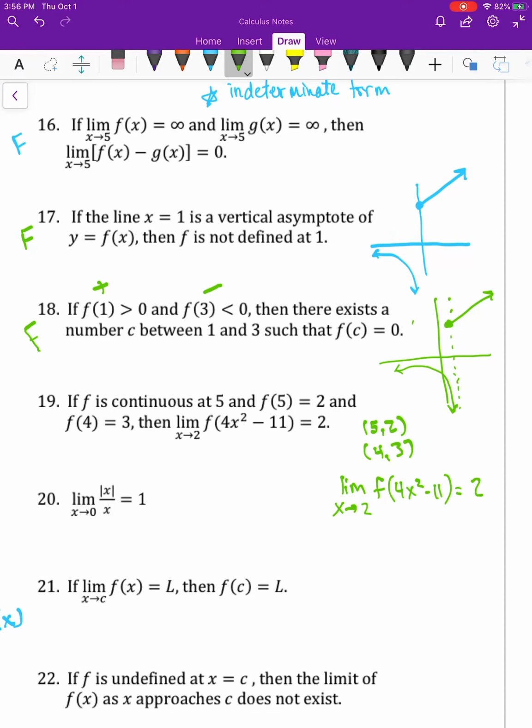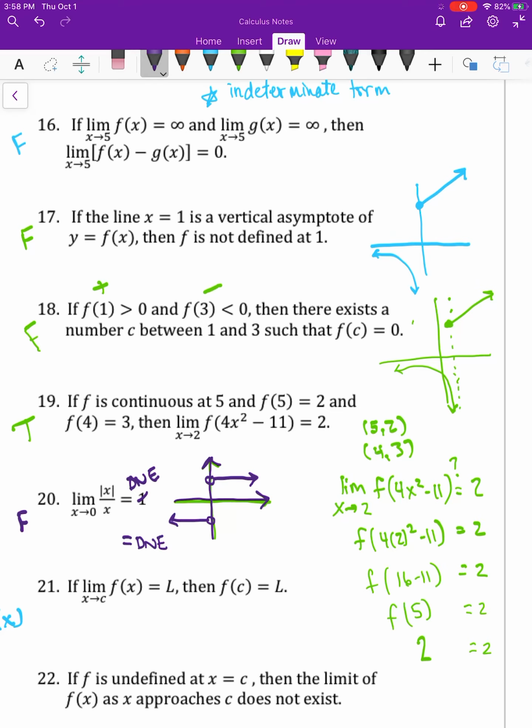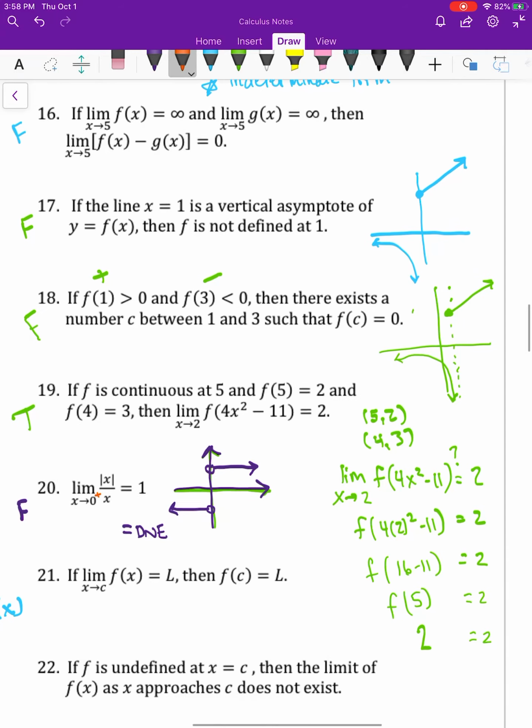So that in the form that it was in was false, okay? It should have been equal to does not exist, okay? What would have been true? How could I make it true? You could have made this 0 from the right, and then that would have been a true statement, okay?